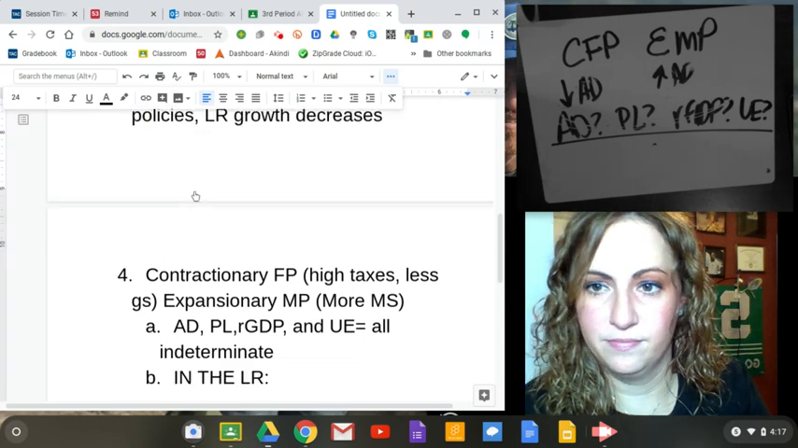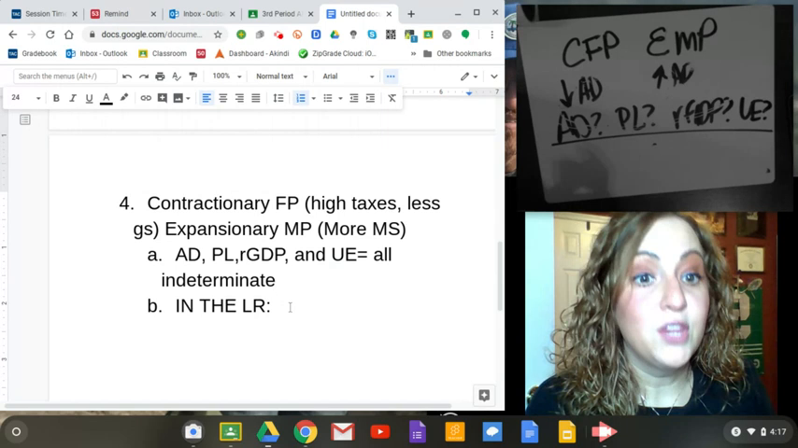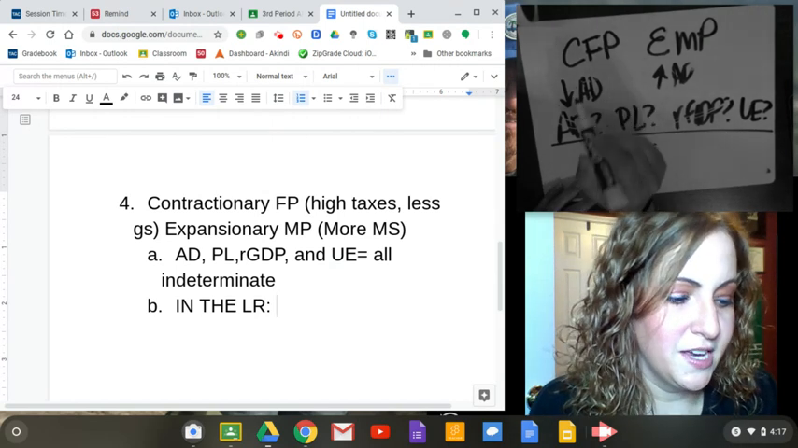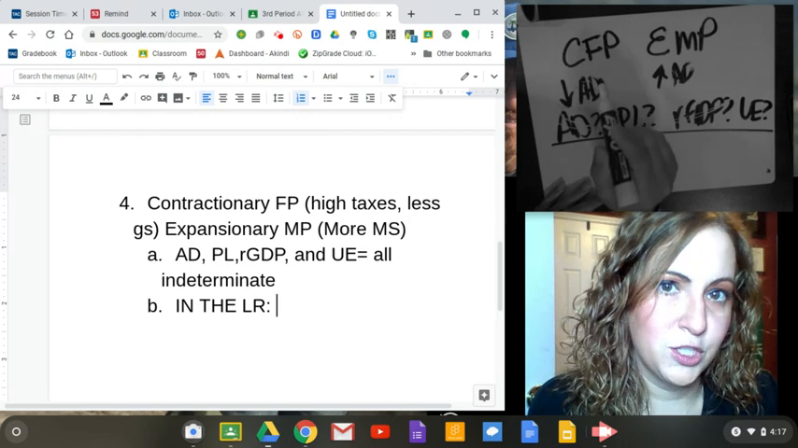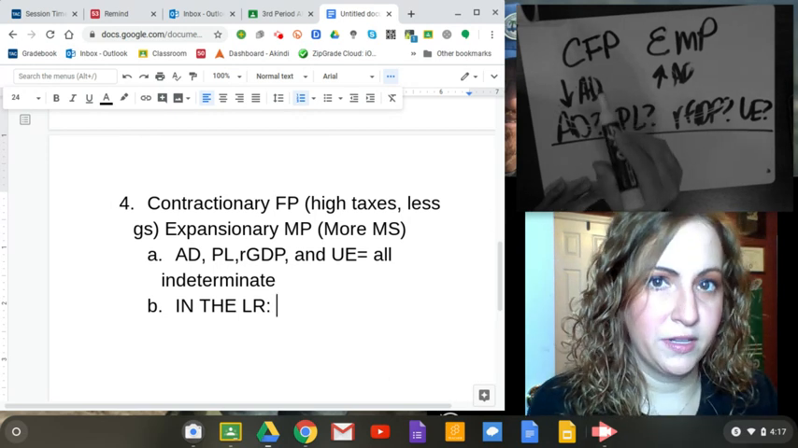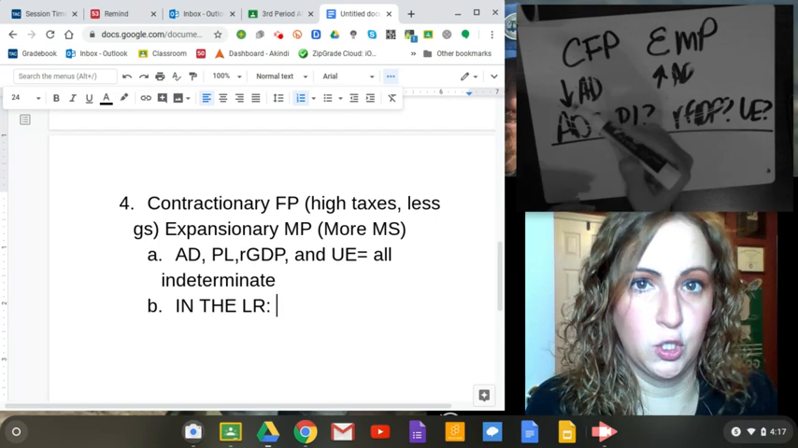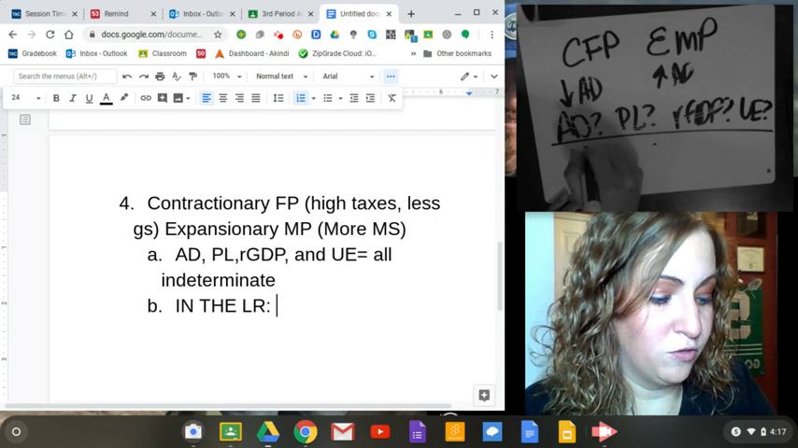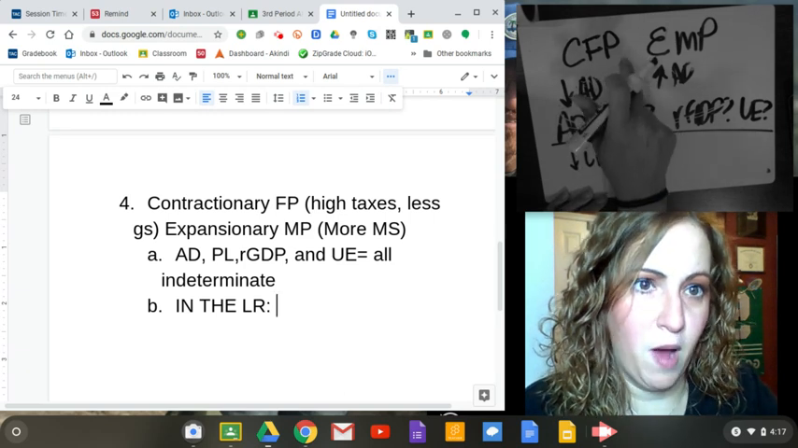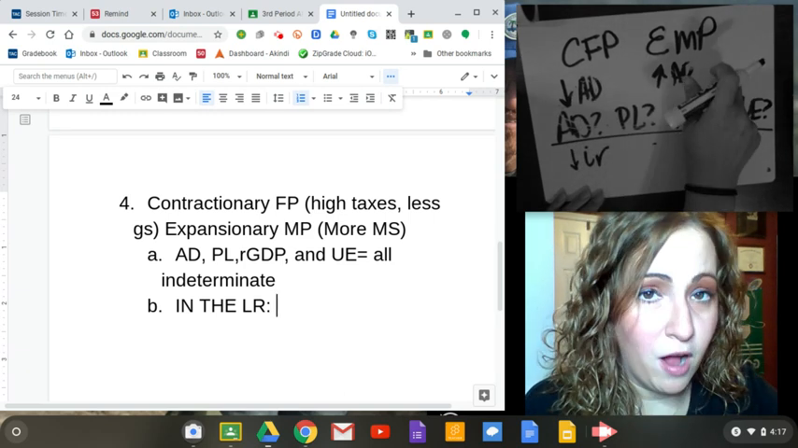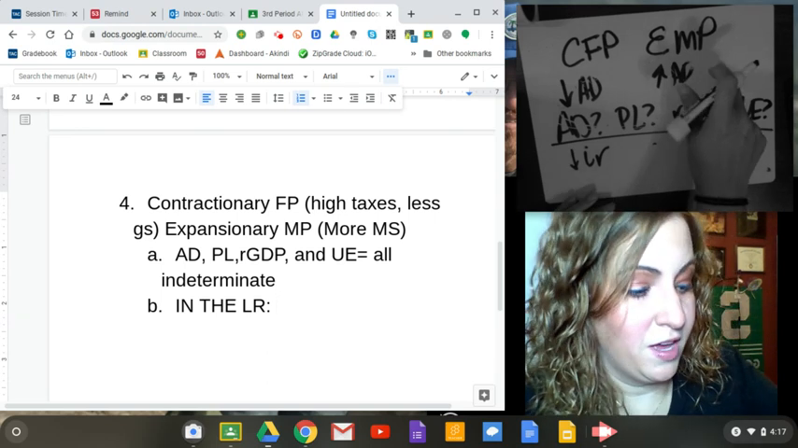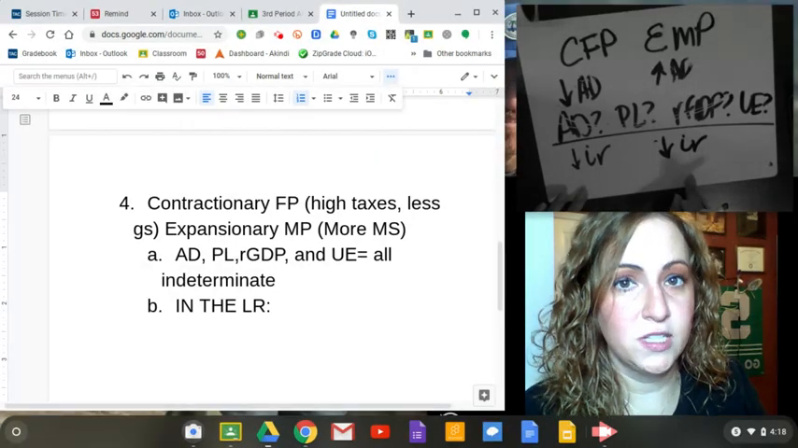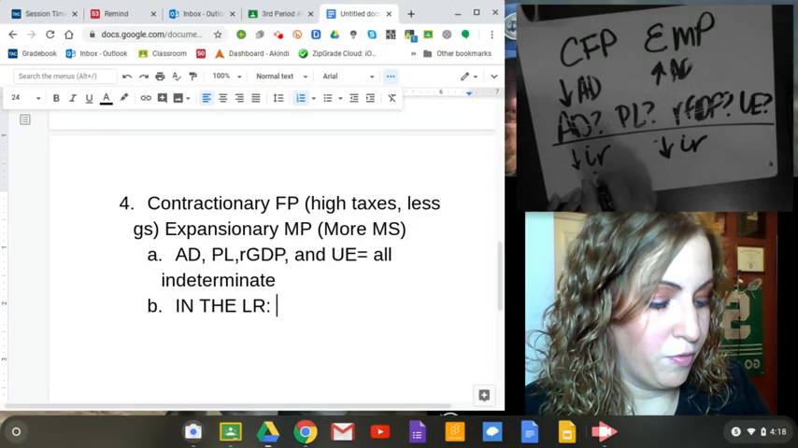All right. In the long run, let's talk about contractionary fiscal policy. In the long run, contractionary fiscal policy, where the government brings in more money and spends less of it, they have a surplus. They don't need to take out loans, which means interest rates are actually going to fall. Expansionary monetary policy, which increases money supply, also causes interest rates to fall. Both of these will decrease the interest rate in the long run and grow the economy.